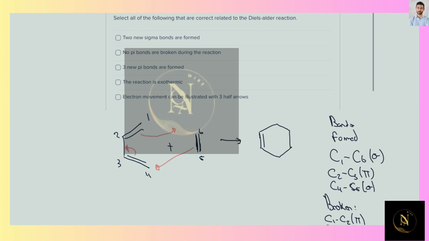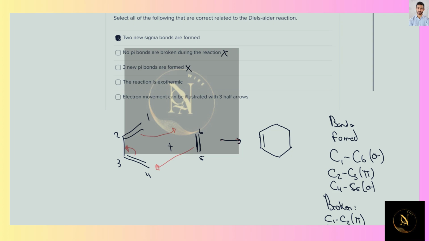2 new sigma bonds are formed. This is going to be true. No pi bonds are broken during the reaction. That is not going to be true. 3 new pi bonds are formed. That is not true. In this case, the reaction is going to be exothermic.